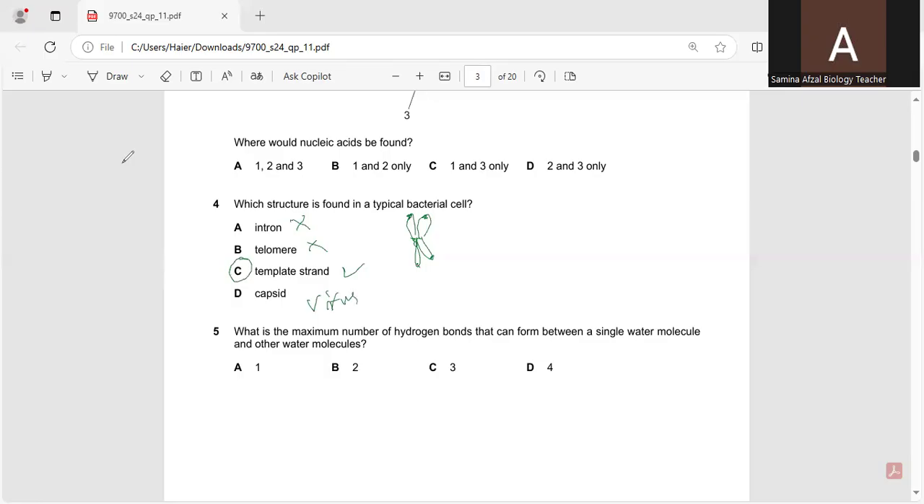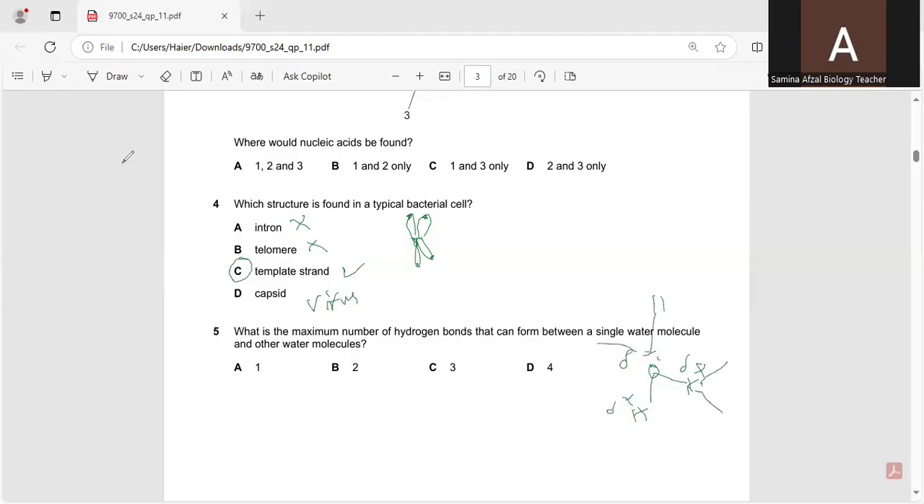What is the maximum number of hydrogen bonds that can form between a single water molecule and other water molecules? Here you can see the water molecule is made up of oxygen and 2 hydrogen atoms, which have partially positive and negative charges on them. So due to this partially positive and negative charge, you can see that they can make bonds with other molecules.